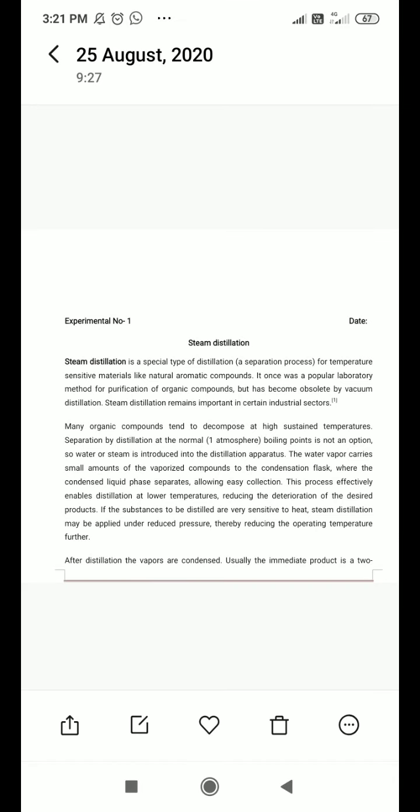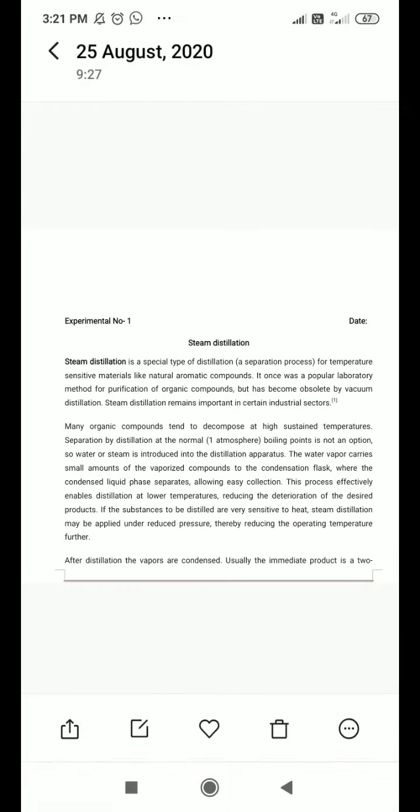Steam distillation remains important in certain industrial sectors. Means steam distillation techniques are generally used in the industrial sector. Okay, many organic compounds tend to decompose at high sustained temperature. Separation by distillation at the normal, that is 1 atmosphere, boiling point is not an option. So water or steam is introduced into the distillation apparatus.